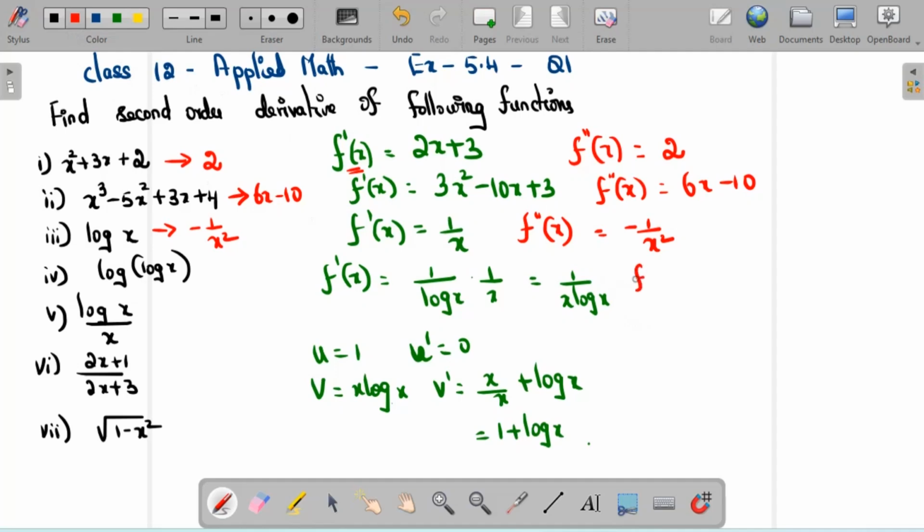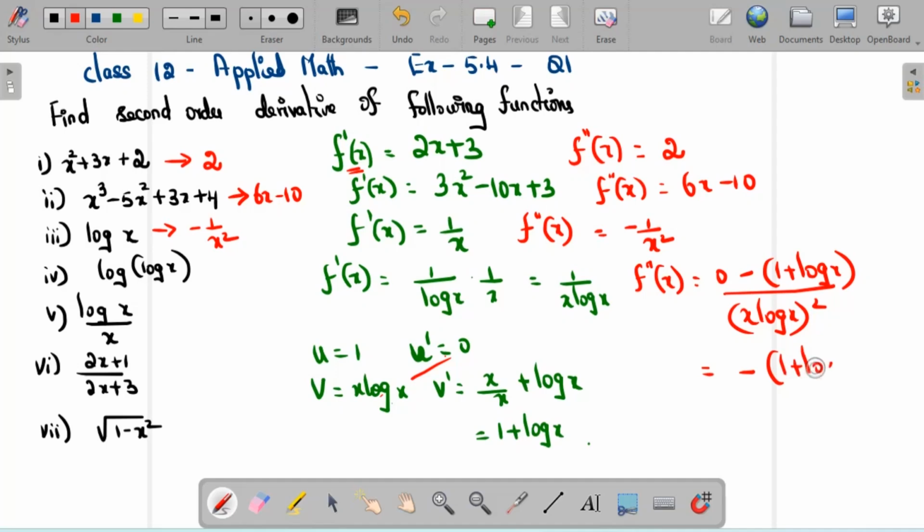So f double dash of x is nothing but, remember, this formula is going to be v u dash minus u v dash. So v u dash, either way it is going to be 0, then minus u v dash, which is going to be 1 into this. So this is 1 plus log x, the whole thing divided by v square, which means x log x the whole square. So on simplification, it is minus of 1 plus log x, the whole thing divided by x log x the whole square. So this is going to be the answer here.